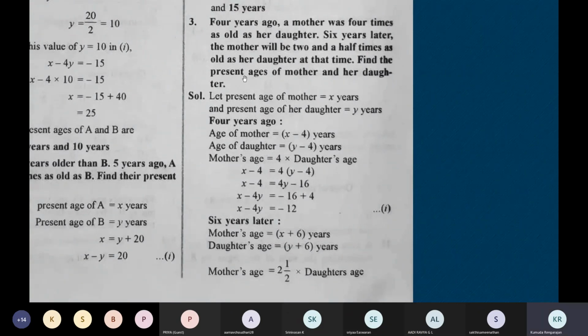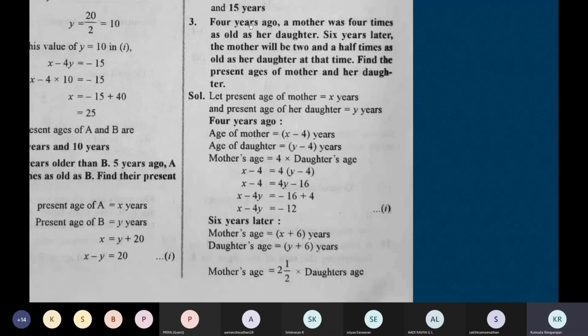Can we see it here, children? Yes. Mother's present age is x years, daughter's present age is y years. Four years ago, mother's age was x -4 and daughter's age was y -4. So we have assumed their present ages to be x and y, and their ages 4 years ago would have been x -4 and y -4. When you read this, you have to assume their present ages and then their ages 4 years ago. Now what is the condition?